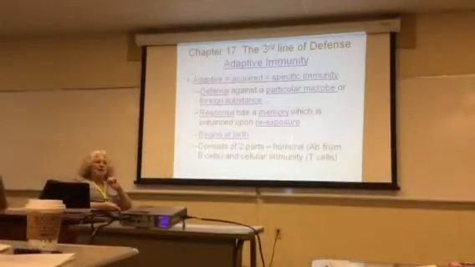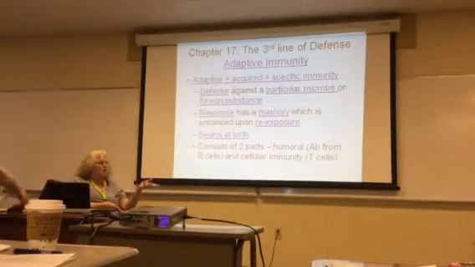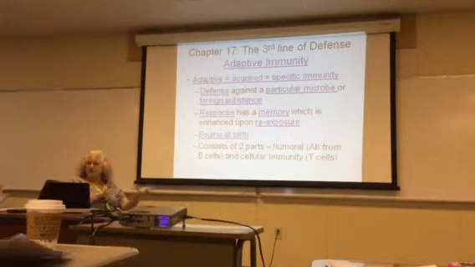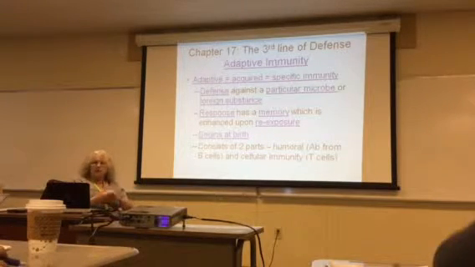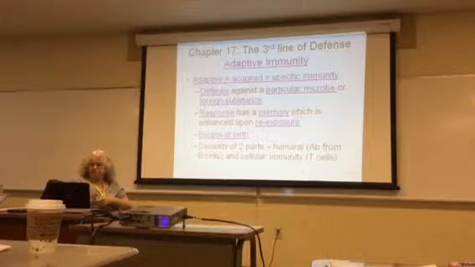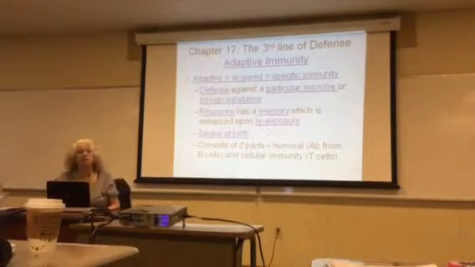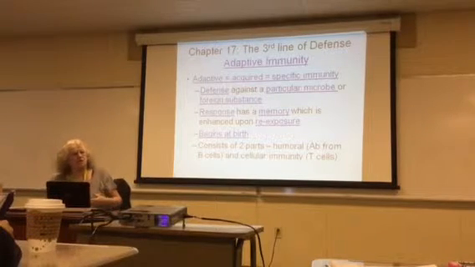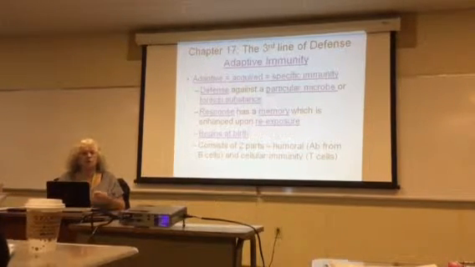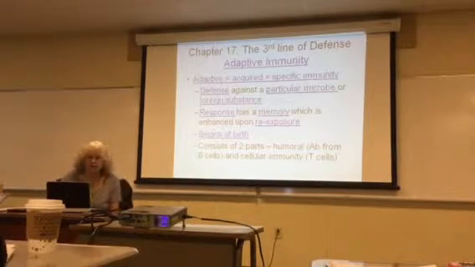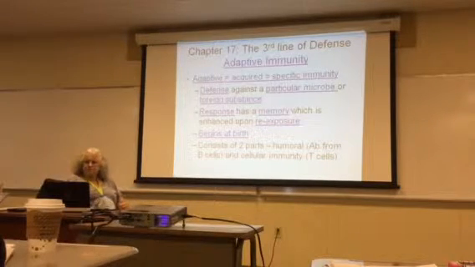So we've already talked about the first two lines of defense, which are part of the innate system. We're born with that. It acts the same against anything that is invading your body. The third line of defense acts differently depending on what's invading your body. It's specific for a certain type of antigen. And an antigen is part of a microbe or a foreign substance of some sort. Anything that's not supposed to be in your body is an antigen to your body.